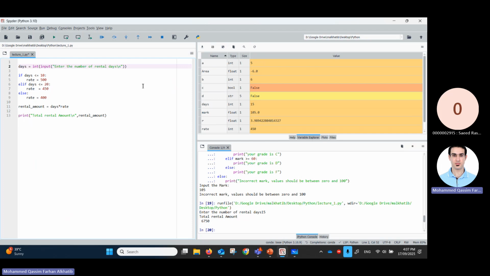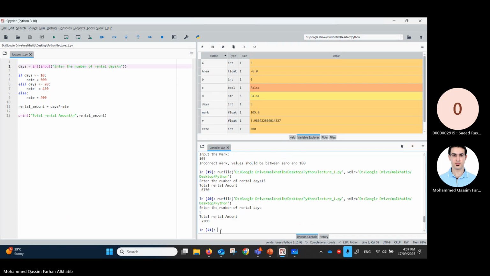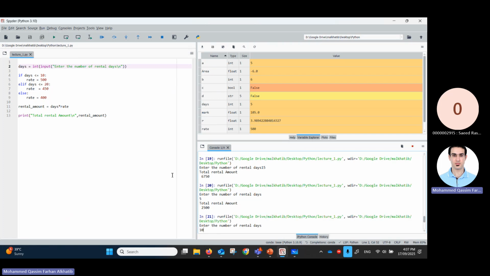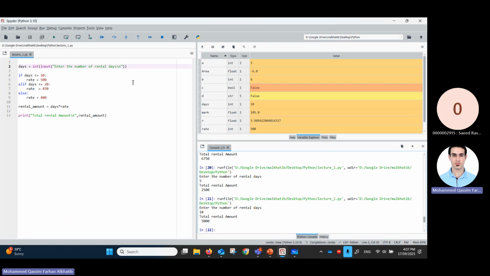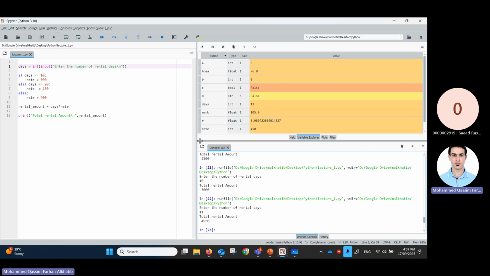15 times 450 is going to be 6,750. Let's try with 5 days only. 5 by 500, 2,500. Let's check the difference between 10 and 11 days. 10, so it's 5,000 dirhams. 11 days, 4,950. So if you rent a day more, you'll get it cheaper. Yeah. It's a wrong business model, but just get the idea.